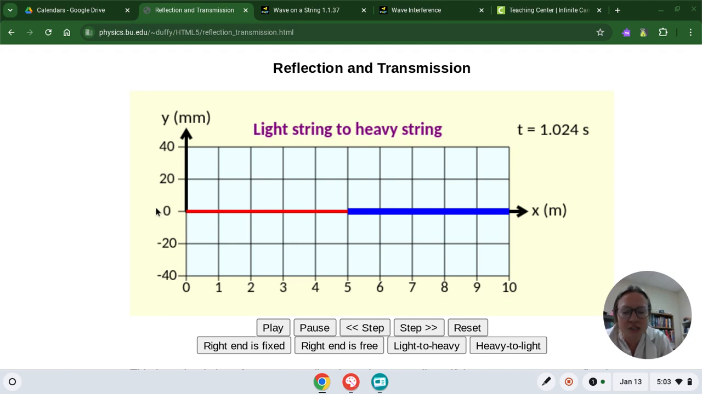Another thing that I want you to notice, we're going to watch it one more time, and I want you to pay attention to what happens to the wavelength, what happens to the length of the wave when it goes from the light string into the heavy string. And can you also pay attention to what happens to the wave speed, how fast it's going in the light string versus how fast it's going in the heavy string. So we'll see this again, and hopefully it's not too laggy so that you can see it all right. Here we go.